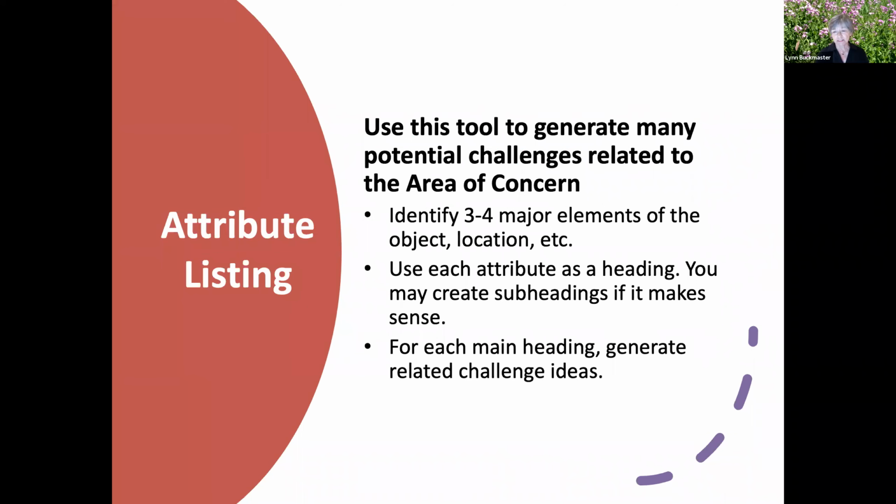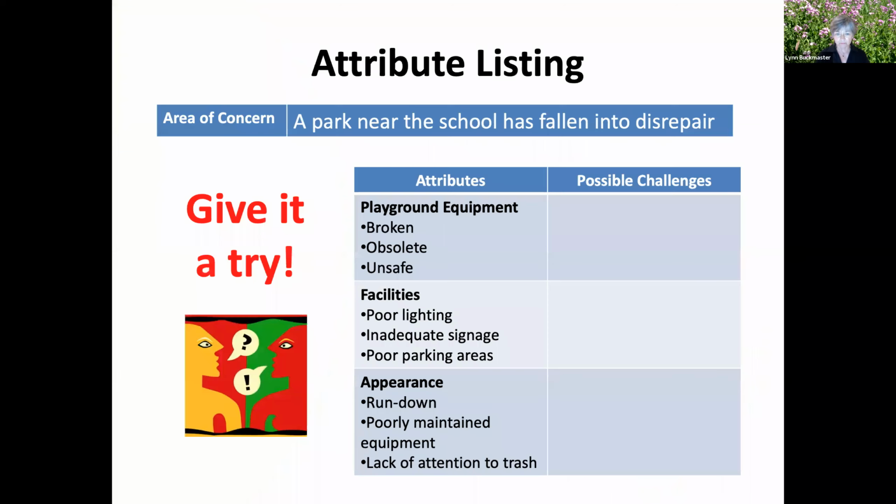So attribute listing is a tool that you can use to generate many potential challenges related to your area of concern. So you identify 3 to 4 major elements of your object or location, whatever. You use each attribute as a heading, and you can create subheadings if it makes sense. And for each main heading, you generate related challenge ideas. So this is a generating tool.